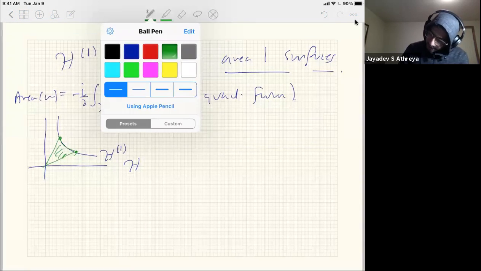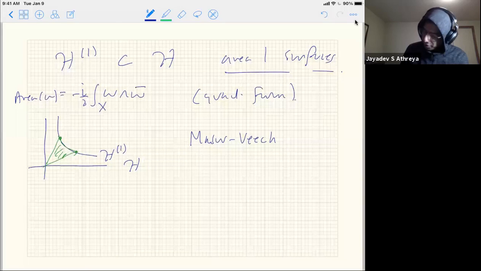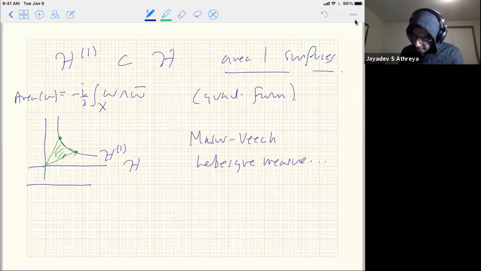So this measure is often called the Masur-Veech measure. Smilie's name should also probably be mentioned in this context. But Masur is a co-author and a friend, and he doesn't like this name. He prefers to call it Lebesgue measure. So let's call it Masur-Veech measure or Lebesgue measure. I'll probably use those phrases interchangeably.